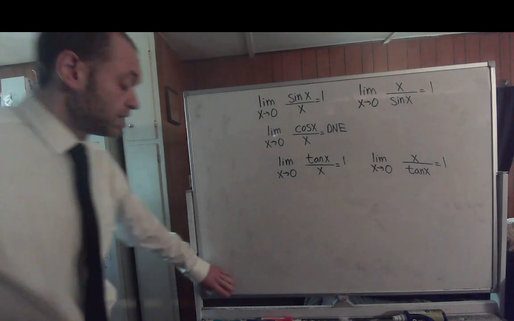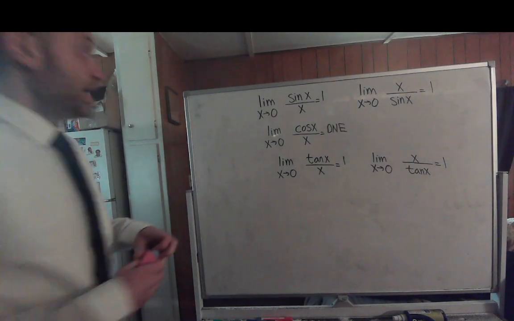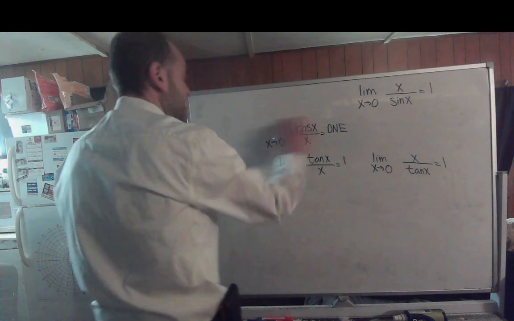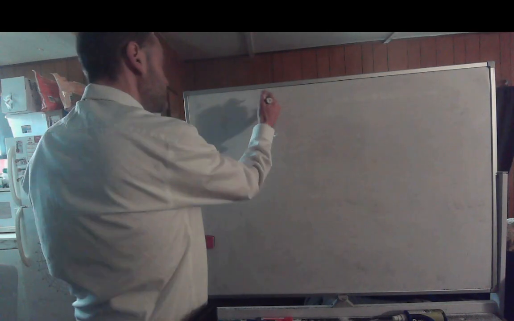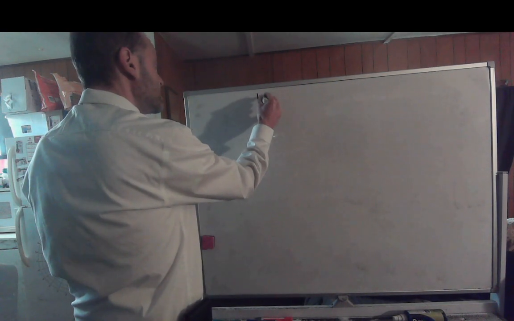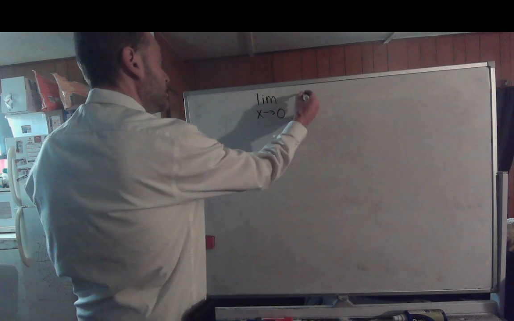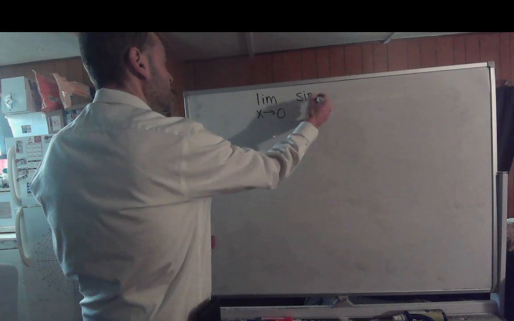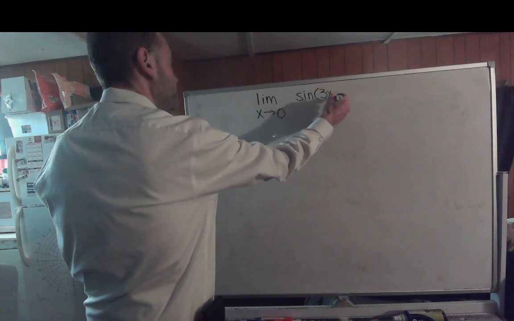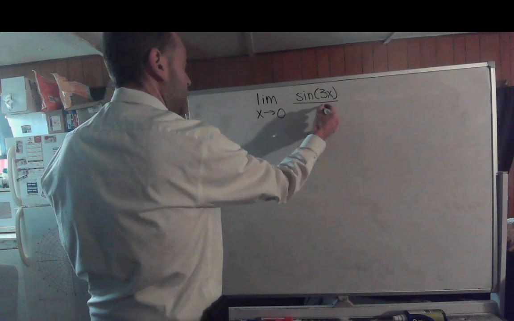Now, let's go ahead and erase this. We'll get into some problems with these. So the first one is going to be the limit as x approaches 0 of the sine of 3x divided by x.